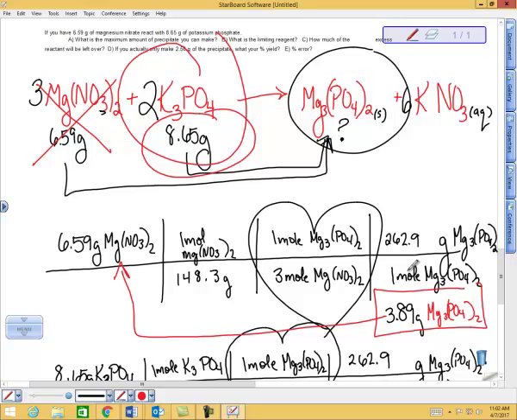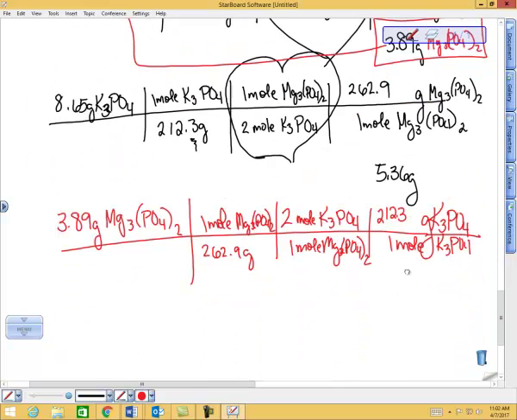Whatever answer this is, it better be less than 8.65 grams, right? Because we didn't use all of the 8.65 grams that was available to us. So let's go ahead and solve that. 3.89 divided by 262.9 times 2 and times 212.3. I got an answer of 6.28 grams. I'm rounding to 3 sig figs.